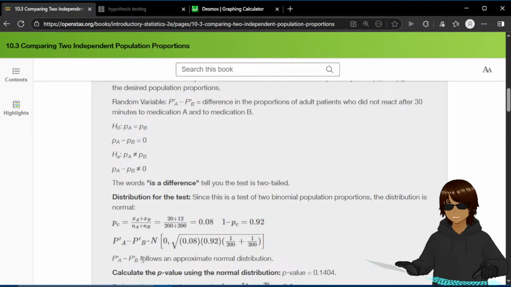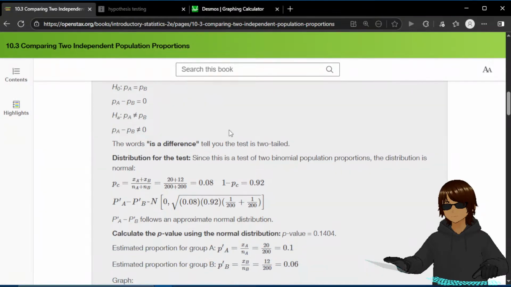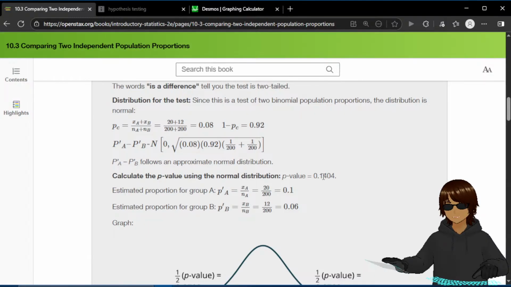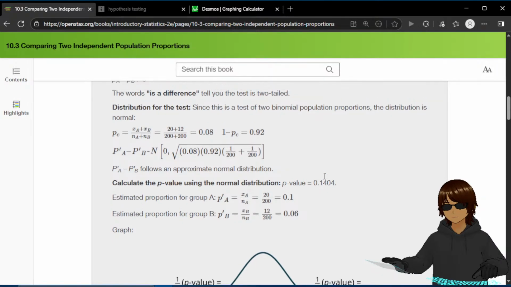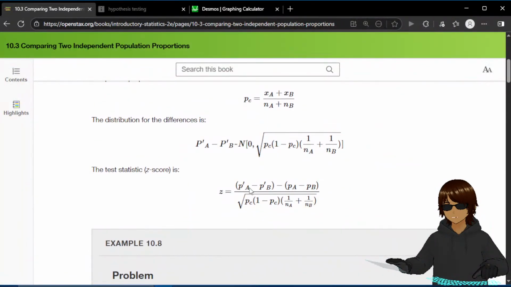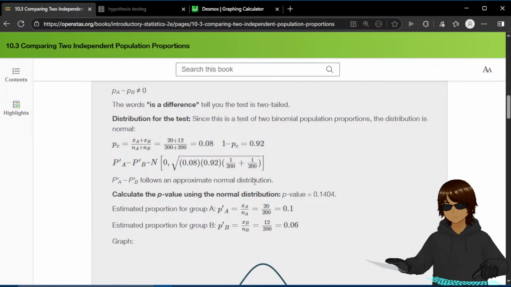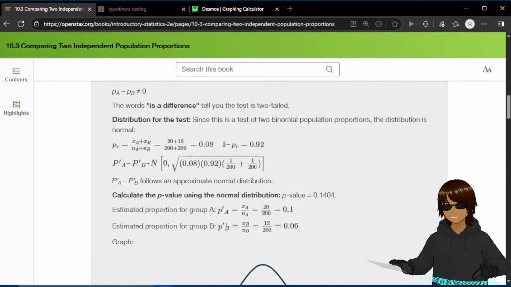PA minus PB follows an approximate normal distribution. Calculate the P value using the normal distribution. P value is 0. Out of nowhere, they just plug in, give us the P value. Okay, so this follows a normal distribution. How did they get this now? Is it the Z score? But then how did they get this? PA and PB are what we are calculating.